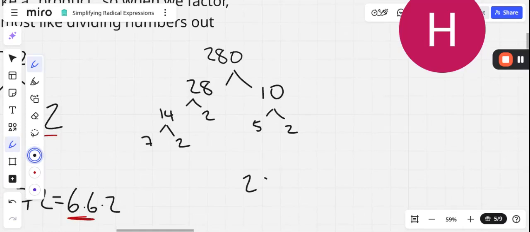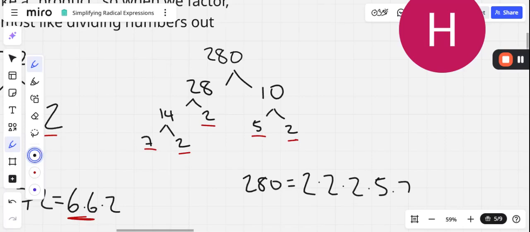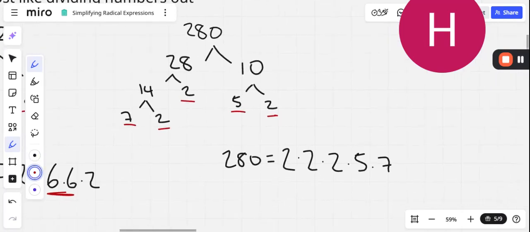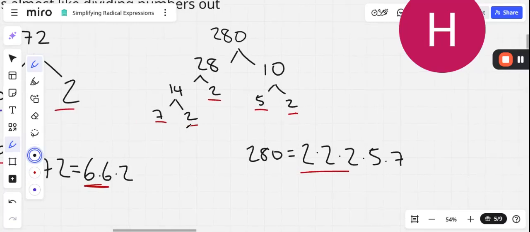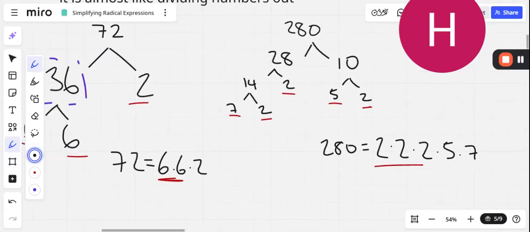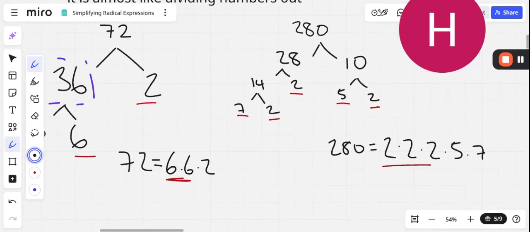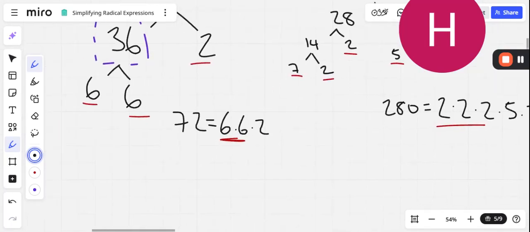And this means that 280 is the product, or the result of multiplication, when we take all of these bottom factors. You might remember factor trees from when you were younger: 2 times 2 times 2 times 5 times 7, and you'll notice we have this sort of triplet of 2's. So that's basic factoring of a number into smaller parts.